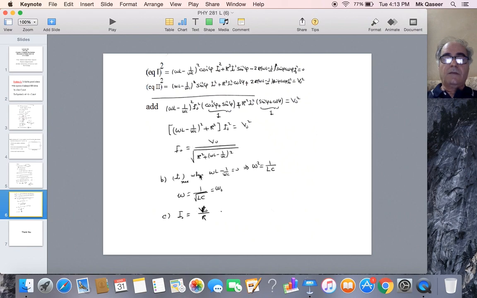This has a maximum when this expression equals 0, that is, omega L minus 1 over omega C equals 0, or omega squared equals 1 over LC, or omega equal omega 0. Now, since this is maximum at omega 0, if you substitute omega 0 here, you get I0 equal V0 over R.